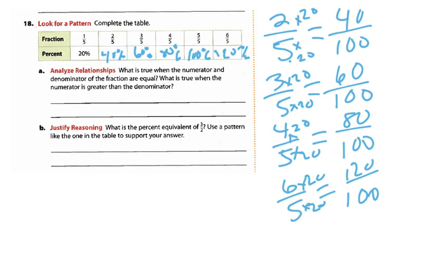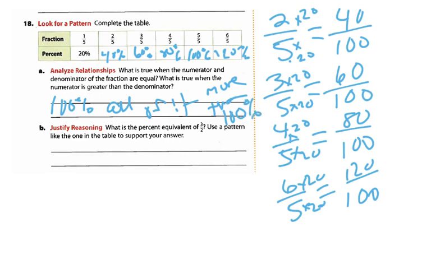Okay? So what is true when the numerator and the denominator of the fraction are equal? Well, it's 100%, because it's all of it. And then they want to know what is true when the numerator is greater than the denominator. It means it's more than 100%. Just like if it's an improper fraction, it's more than 1. Here, it's more than 100%.